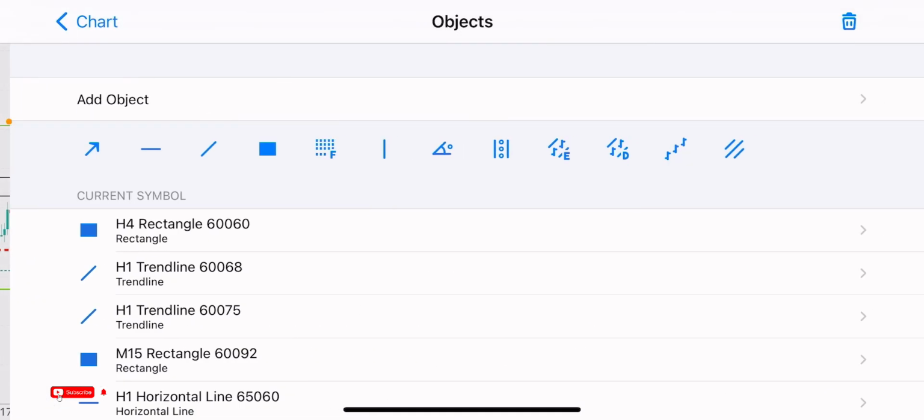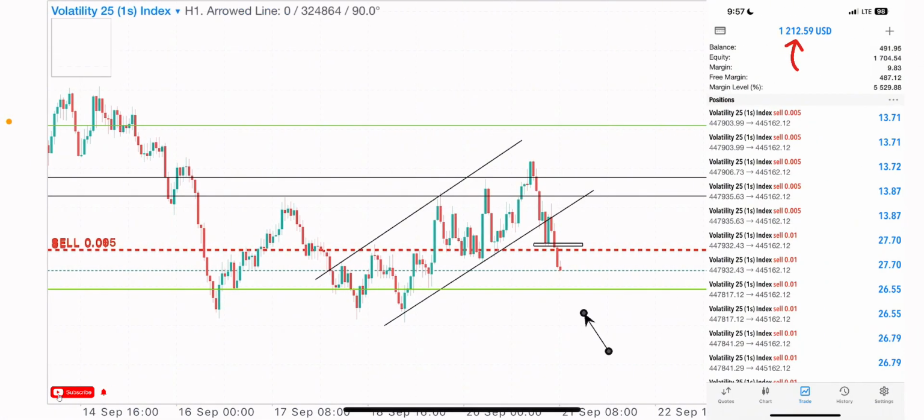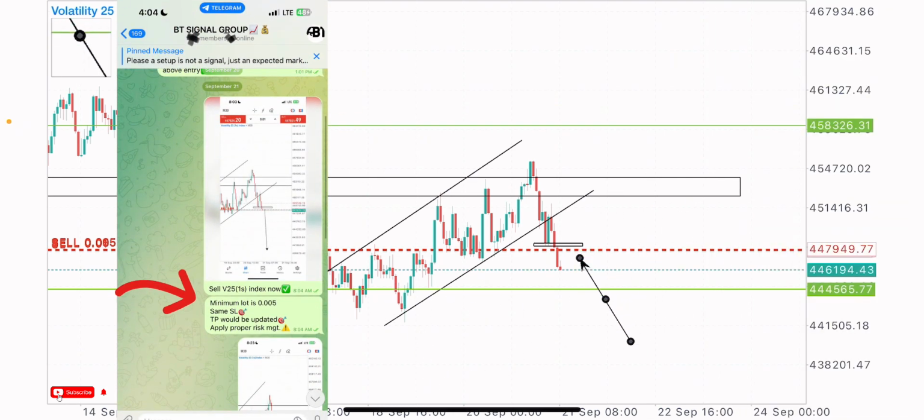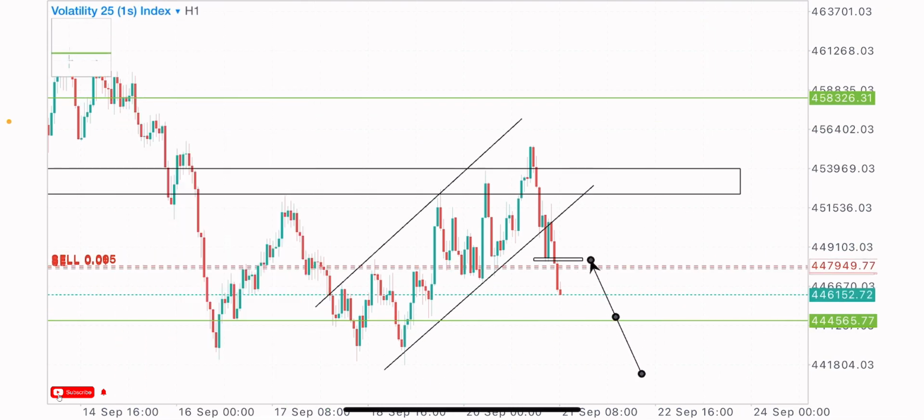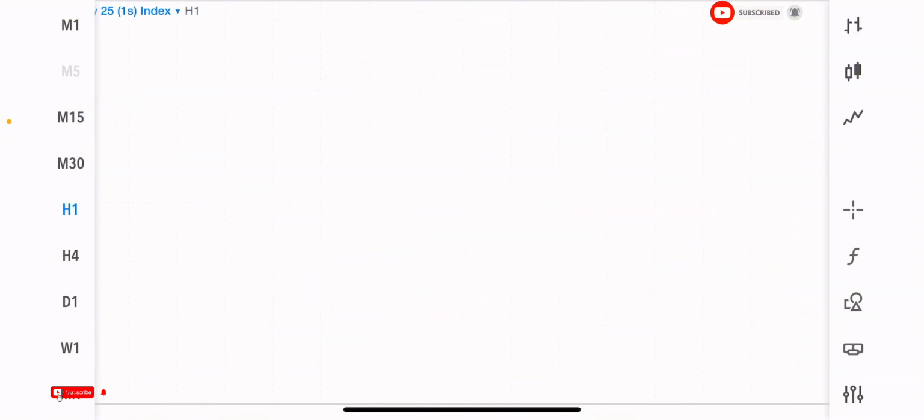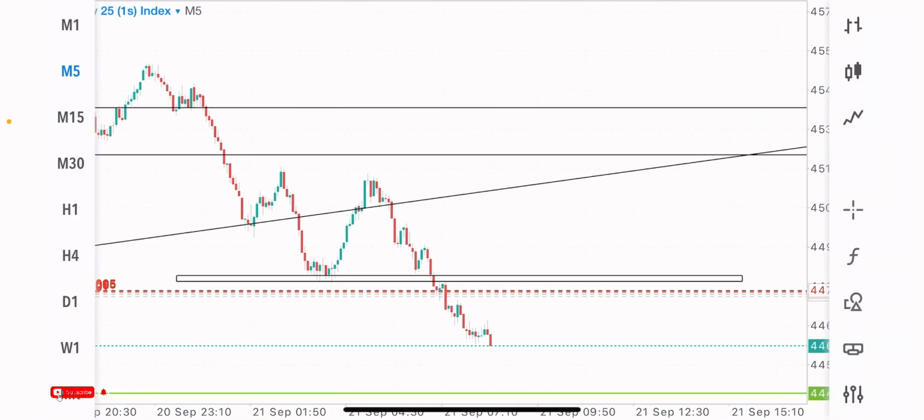I took this sell trade on 251S index using this simple market approach, and the signal was shared with my VIP members. So what was my market analysis? I was able to predict the sells at this point. You can see it moving in good profit, and the trade has been secured. I've moved my stop loss below my entry, and I've taken partials in the trade.